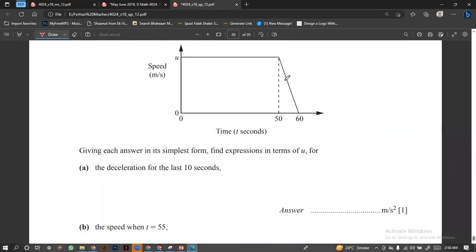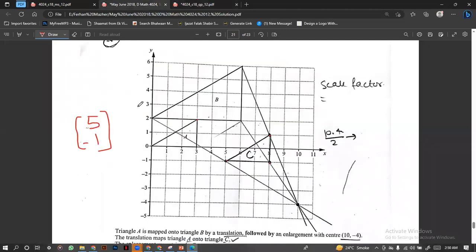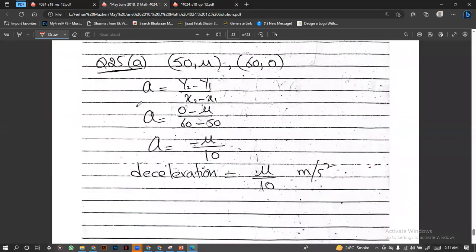10 seconds. So I will take this point, this is 50 comma u. I will take this point, that is 60 comma 0, and I will find the gradient, and the gradient will be equal to the deceleration. So 50 comma u and 60 comma 0, and the deceleration will be y2 minus y1 divided by x2 minus x1, 0 minus u divided by 60 minus 50, and that will be minus u divided by 10. And so the deceleration will be u by 10 meters per second squared.